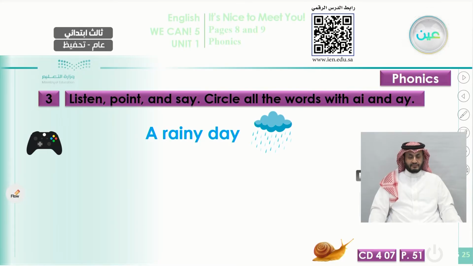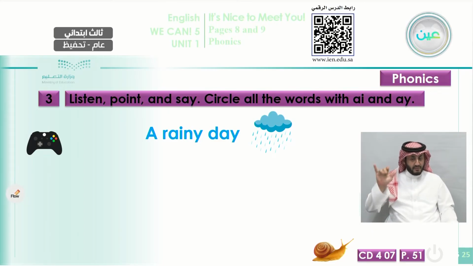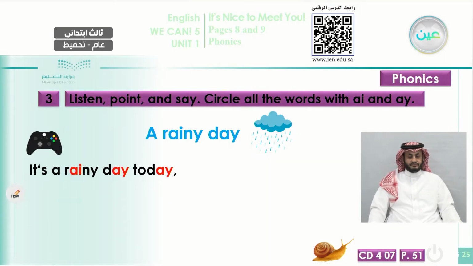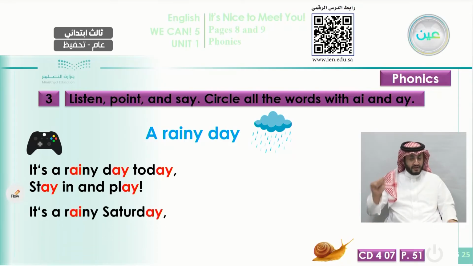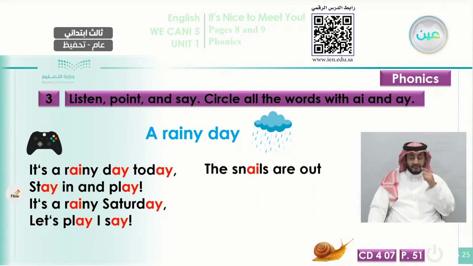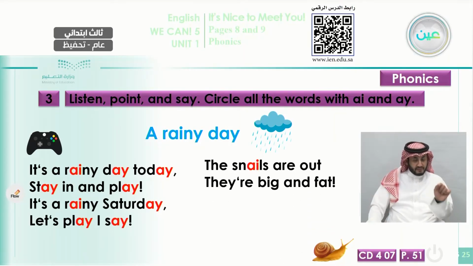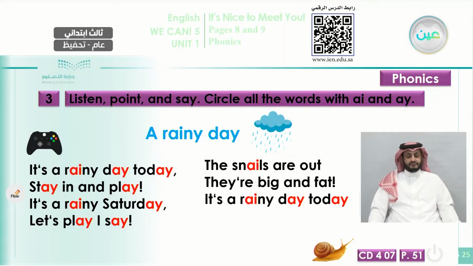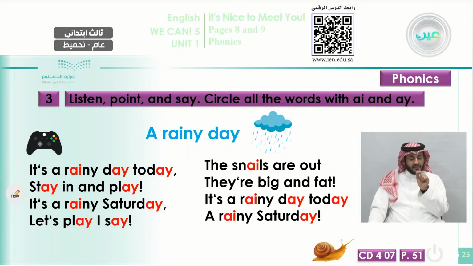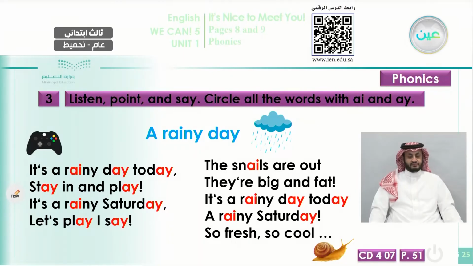Exercise 3. Listen, point, and say. Circle all the words with AI and AY. It's a rainy day today. Stay in and play. It's a rainy Saturday. Let's play, I say. The snails are out. They're big and fat. It's a rainy day today. A rainy Saturday. So fresh, so cool.